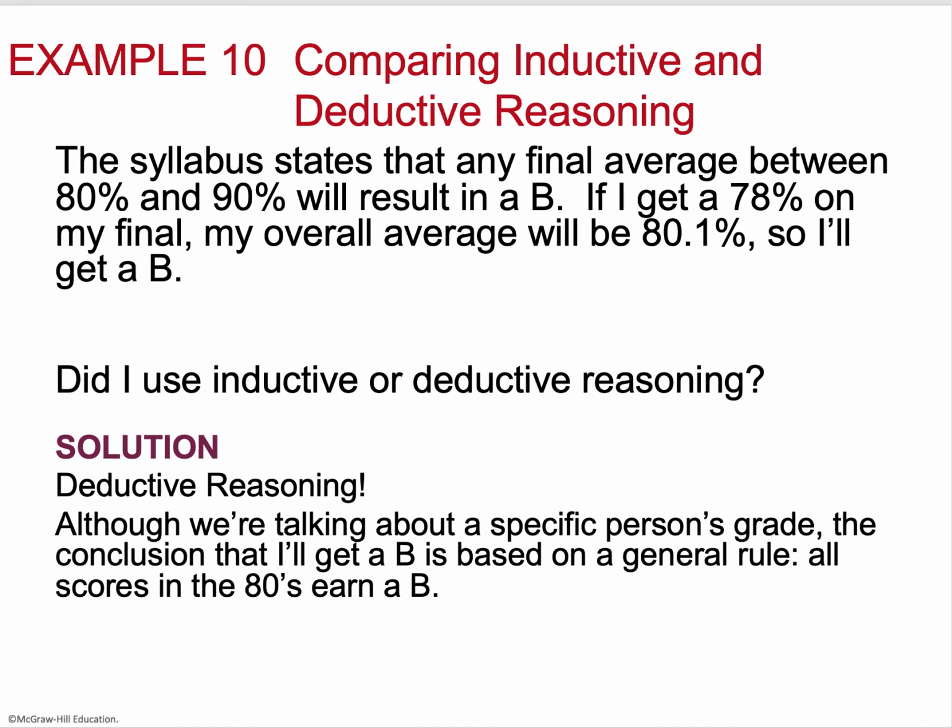In this example, the syllabus states that any final average between 80% and 90% is going to be a B. If I get a 78% on my final, my overall average will be 80.1%, so I'll get a B. Well, the grading of a course is a rule, right? That's something you're told. It's not something you observe, so it's going to be deductive reasoning. And that is the end of section 1.